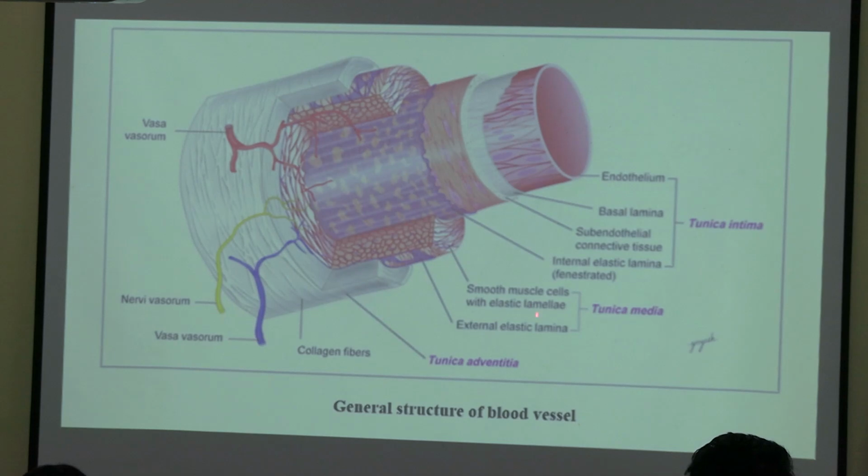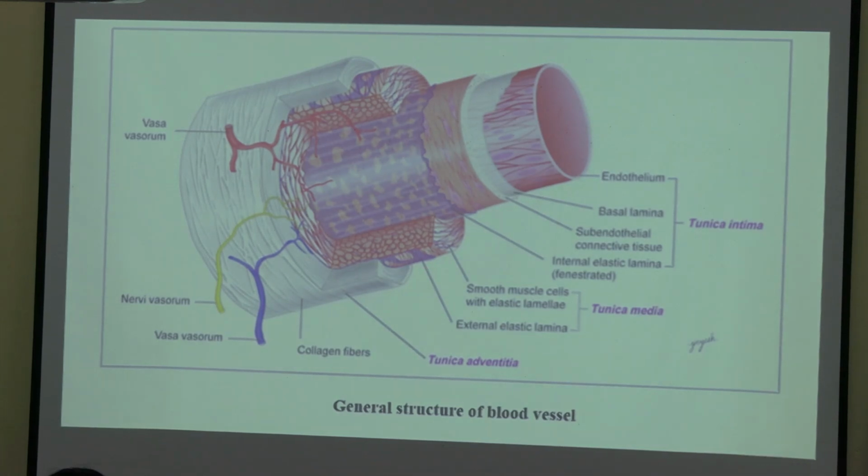Next you can see the tunica media, where smooth muscle cells and elastic lamellae, that means elastic fibers in the form of sheets, are present. Then you can see the external elastic lamina also. The outermost is the tunica adventitia.